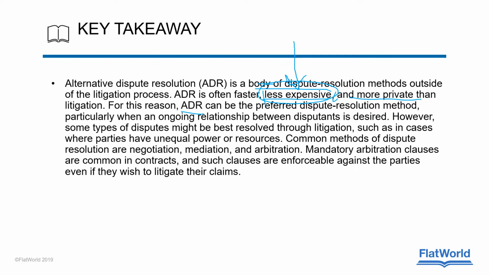However, some types of disputes might be best resolved through litigation, such as cases where parties have unequal power or resources. You often find this where the employee doesn't have the power or resources that his or her employer has. We talked about negotiation, mediation, and arbitration. Mandatory arbitration clauses are common in contracts, and such clauses are enforceable against the parties, even if they wish to litigate their claims. Basically, a mandatory arbitration clause says you have to go to arbitration if there's a dispute.